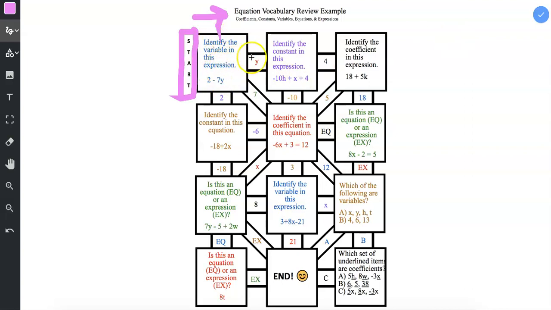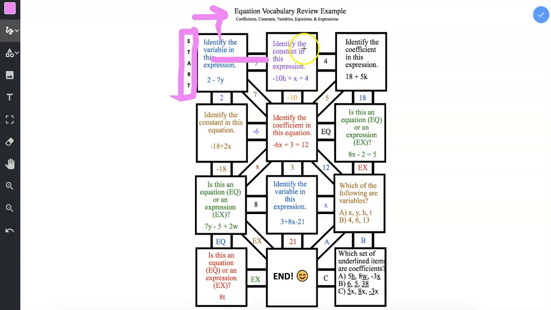Well, the variable is y. So after this box, I could follow this path, or I could follow this path. Well, the answer is y, the variable is y, so that means that I need to take this path, which means I get to this block right here.